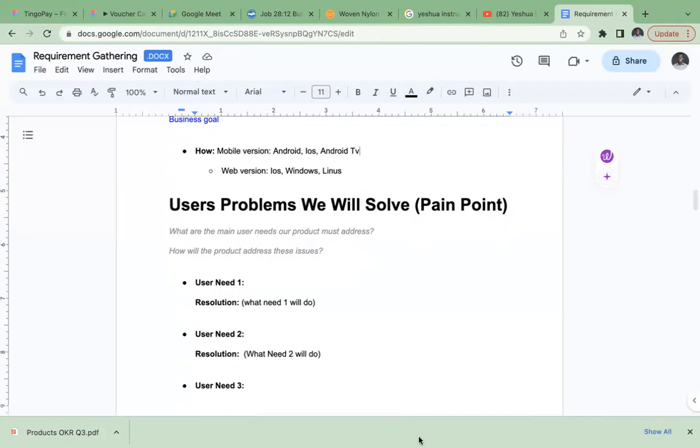Yeah. Okay. So the stakeholders will give us information based on how they want this product to be. Do you understand? You get what I'm saying? Yes, I do.